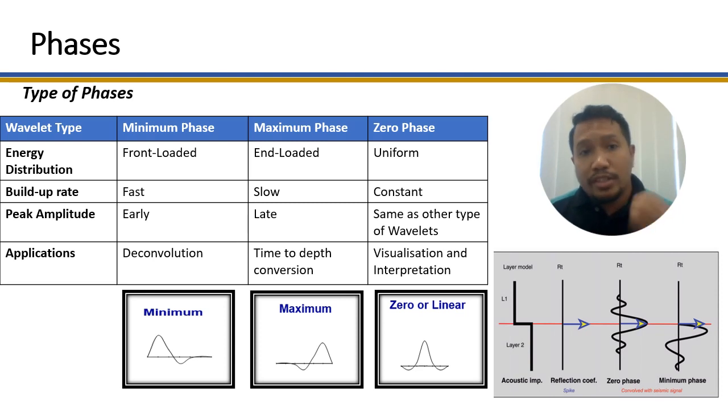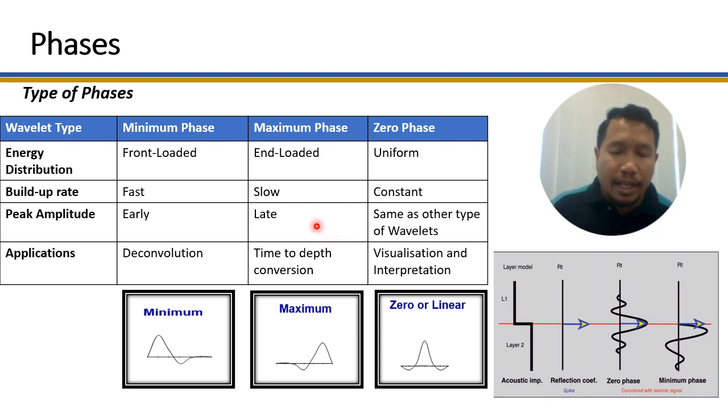So we're going to discuss the three common wave phases, which are maximum phase, minimum phase, and also zero phase. A maximum phase is a wave in which the energy is concentrated at the end of the wave, or we call it end loaded, as shown in this figure. Because of that, the maximum phase has the late peak amplitude and has a higher peak than trough at the back of the wavelet.